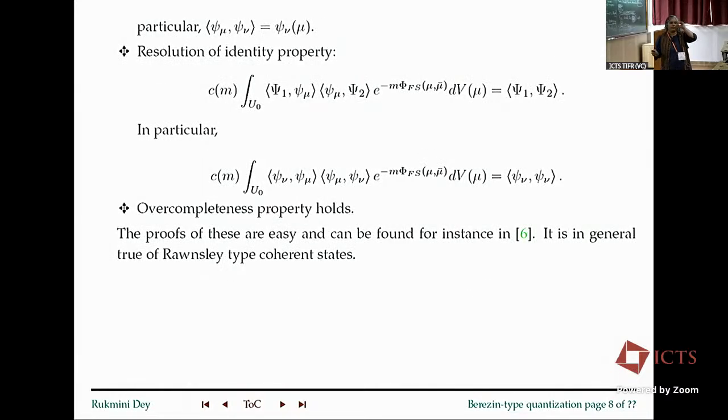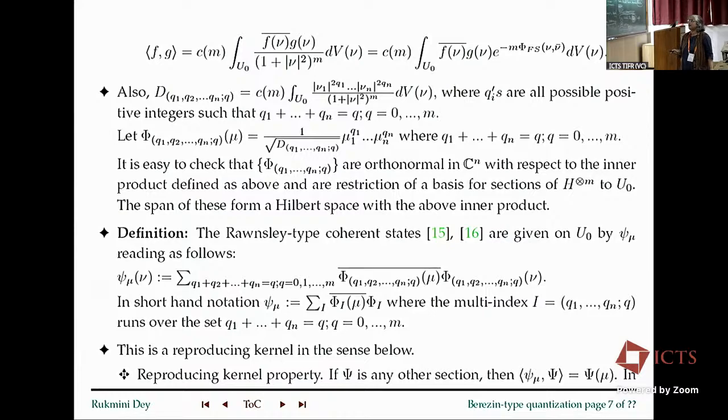Why are they called Rawnsley-type? Because it's written in a slightly different way, using the basis of the Hilbert space. And also, of course, there are the Perelomov ones, where you move it by the group. And for CPN, I think both are the same. Like in SU(2), you get the coherent states by moving it around with the group action. I don't know very much about this.